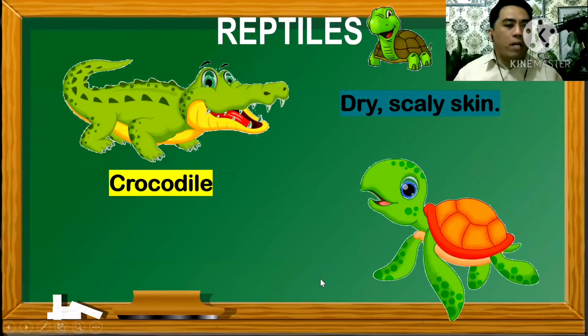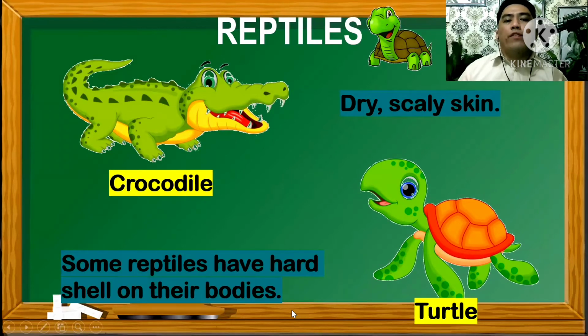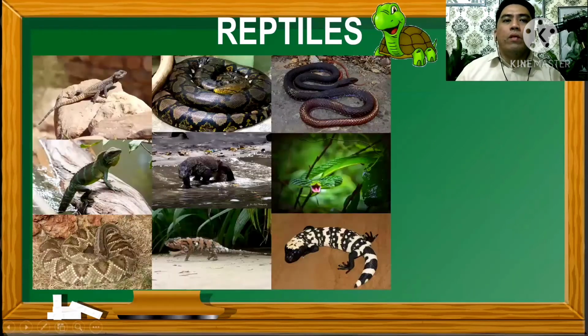Okay, how about this animal class? Okay, so it's a turtle. So can you describe its body covering? Yes. So most of the reptiles have a hard shell on their bodies like this turtle. Okay. Study this picture, class, or look at these pictures. Can you name the different animals or reptiles in this picture?